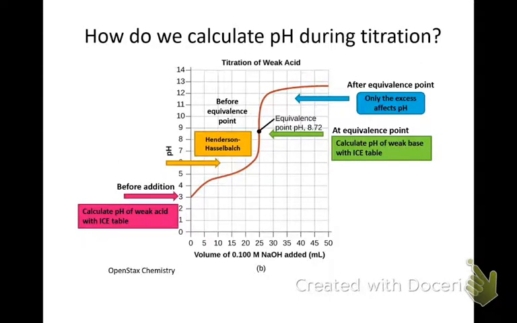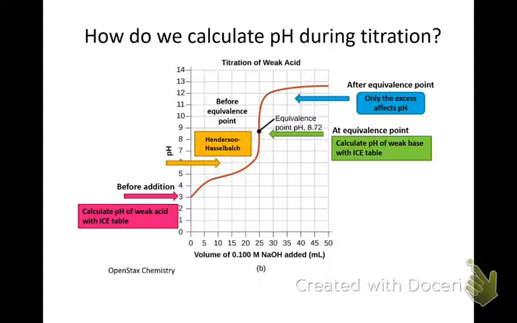Okay, so here's your guideline to how to calculate the pH during a weak acid strong base titration. As you can see, before the addition of any NaOH, so at 0 milliliters added, what we have is a solution of a weak acid. So you know how to use an ice table to calculate the pH of a weak acid.